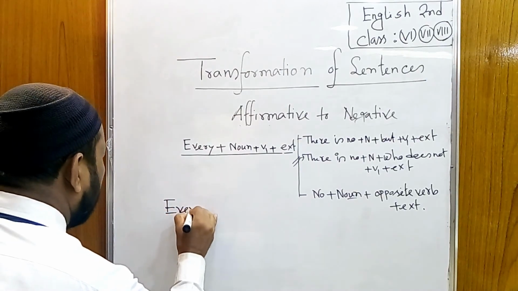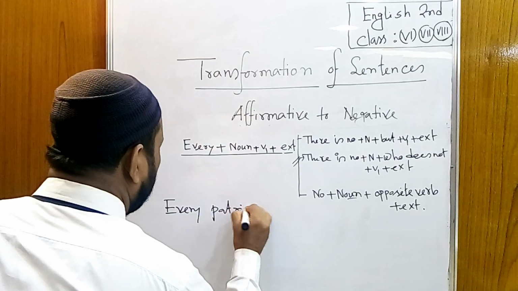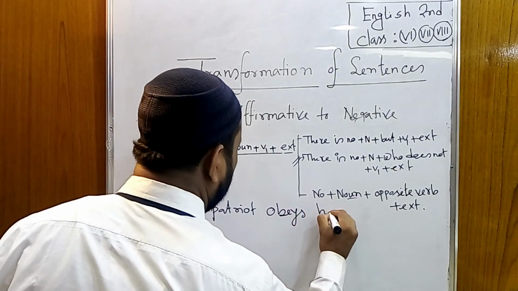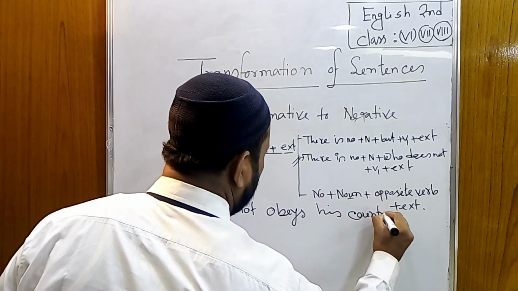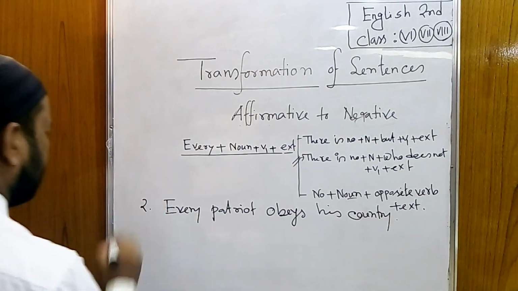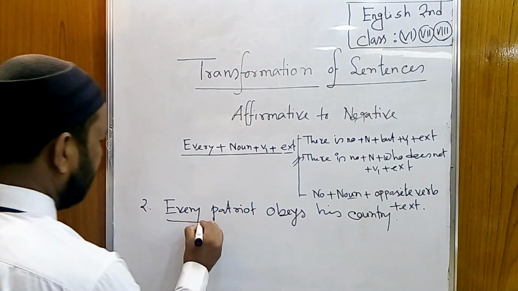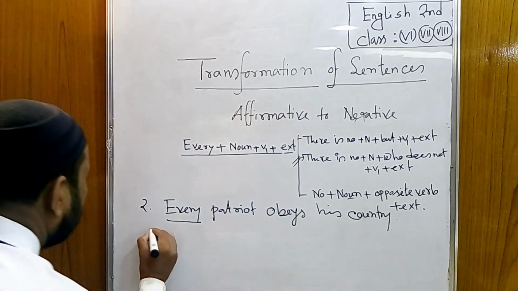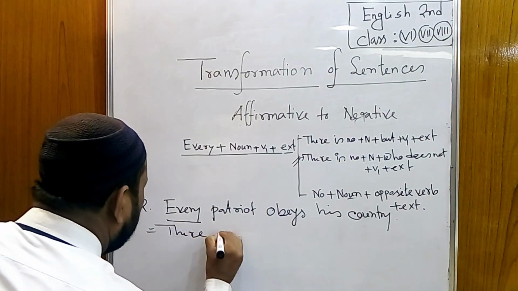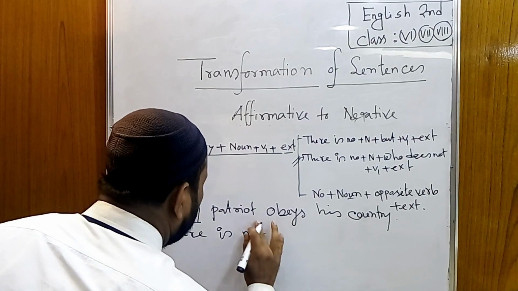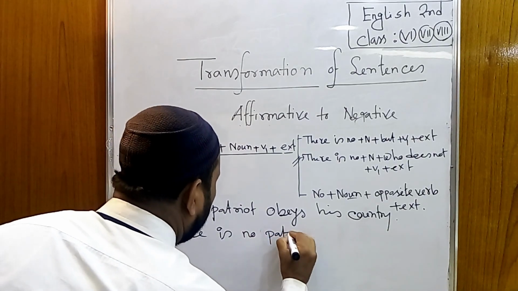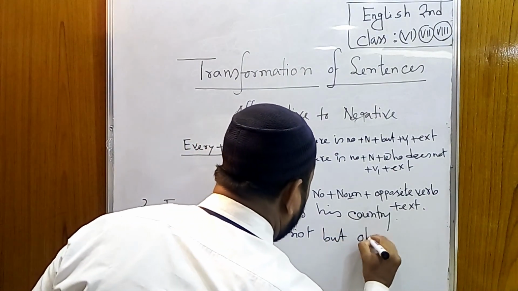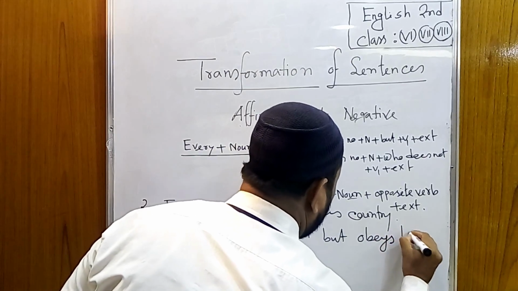Every patriot obeys his country. Okay. In this sentence you can also see the sentence starts with every, and we will convert it into negative in these three ways. There is no patriot but obeys his country.